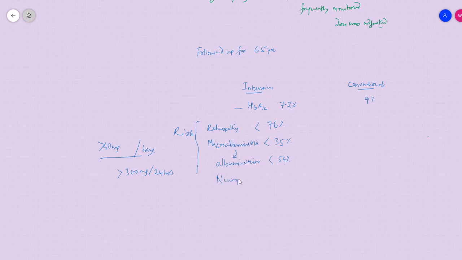Okay, pathy means disease of the neurons. So the risk was reduced by 60%. Now all this risk is compared to the conventional. The conventional people had greater risk, right?